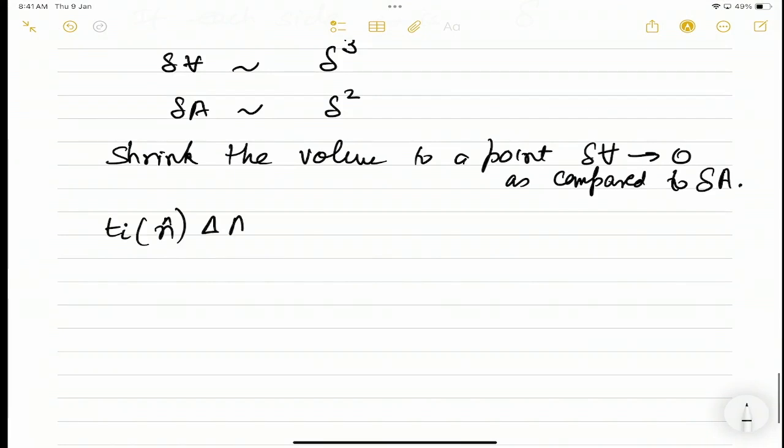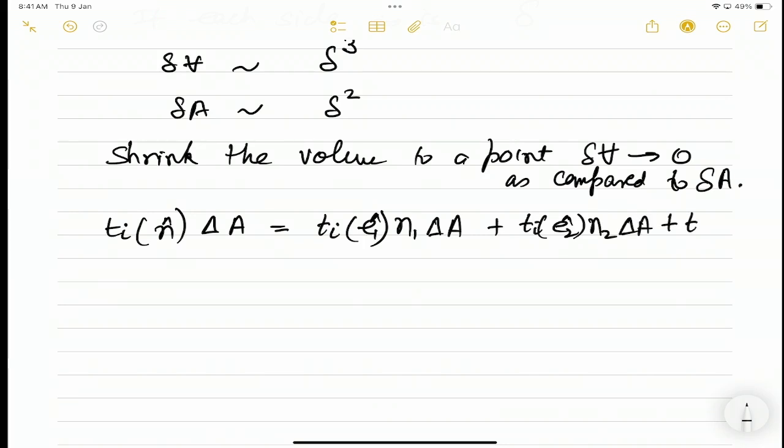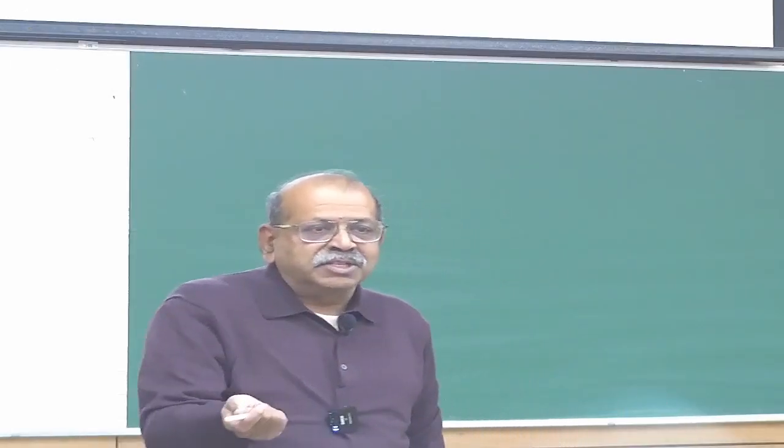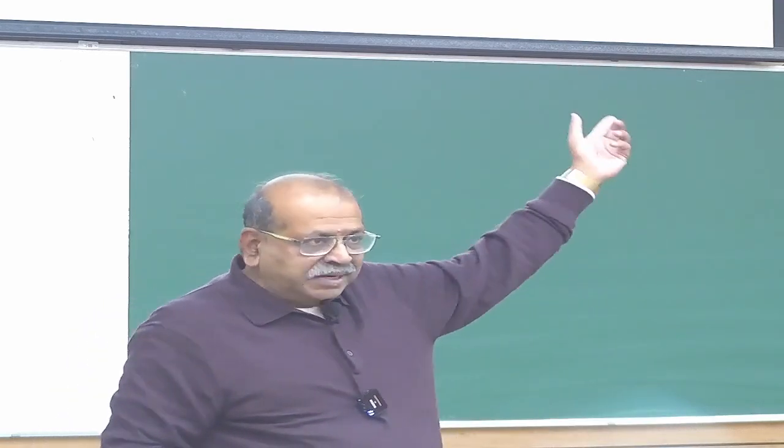Ti of n times delta A is equal to Ti of E1 N1 delta A plus Ti of E2 N2 delta A plus Ti of E3 N3 delta A. So all the surface forces will be balancing each other. So we get Ti of n delta A is equal to Ti of E1 plus Ti of E2 plus Ti of E3, and now if delta A goes away, this gives us that. And here I have also used the fact that Ti of E1 is equal to minus Ti of minus E1. When I took it to the other side, I changed the sign. Because there was a minus E1, I have made it E1 now.